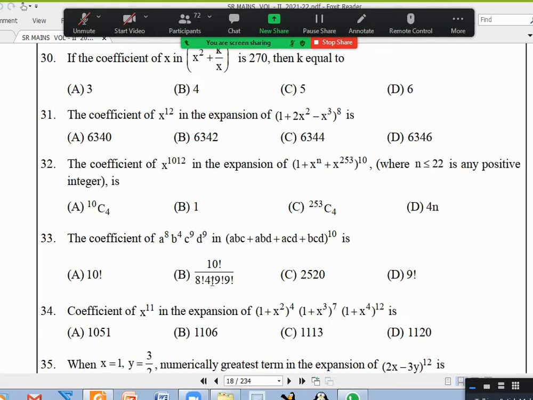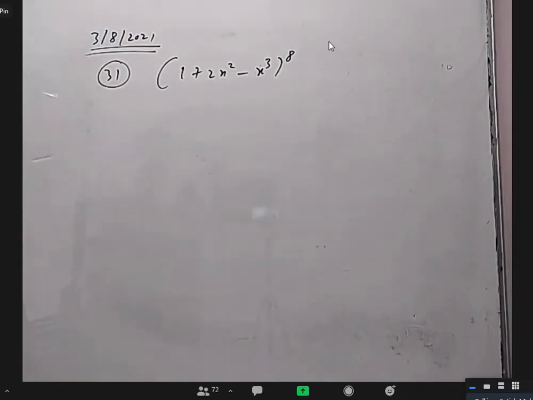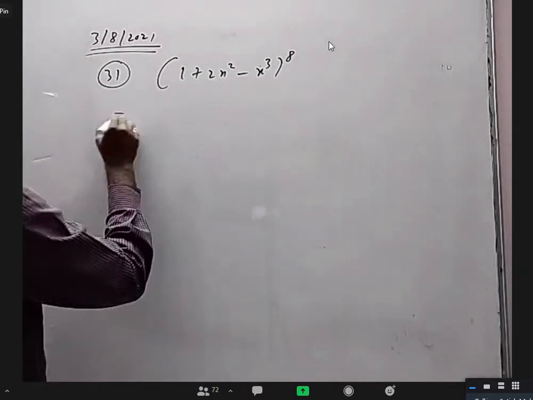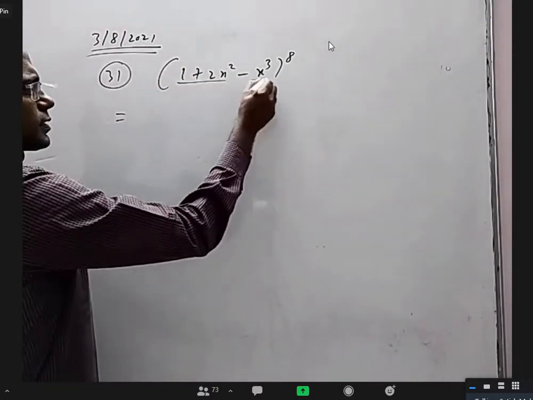The coefficient of x power 12 in (1 plus 2x square minus x cube) whole power 8. You want the coefficient of x power 12. Okay, there are two ways to do this question. You can take this as separate and this as separate, as a binomial.